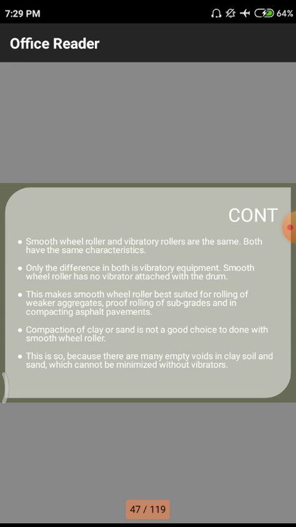That means steel and other kinds of alloys. Next, the third point is that this makes a smooth wheel roller best suited for the rolling of weaker aggregates. The term he mentioned here is weaker aggregate. That means the aggregate has low crushing strength. Normally, this crushing strength depends upon the kind of aggregate.